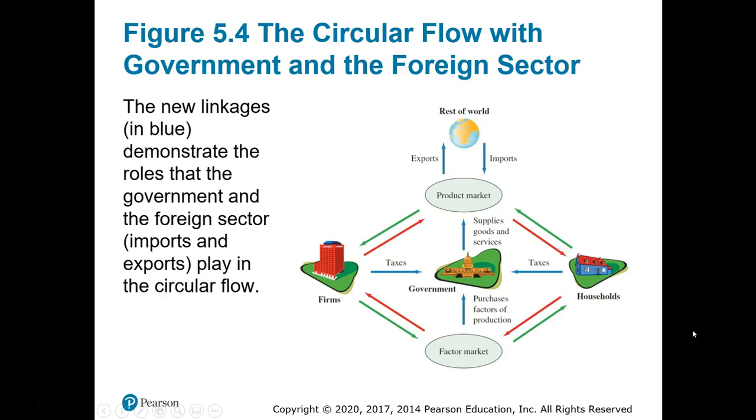Notice that taxes are here, but the purchase of factors from the factor market by the government allows us to provide supplies and goods and services to the product market. So we provide education, military, after we've bought teachers and buildings. How does the government make money? Well, it makes money through taxes. That's how the flow happens. Take a picture of this so that you can actually explain it.